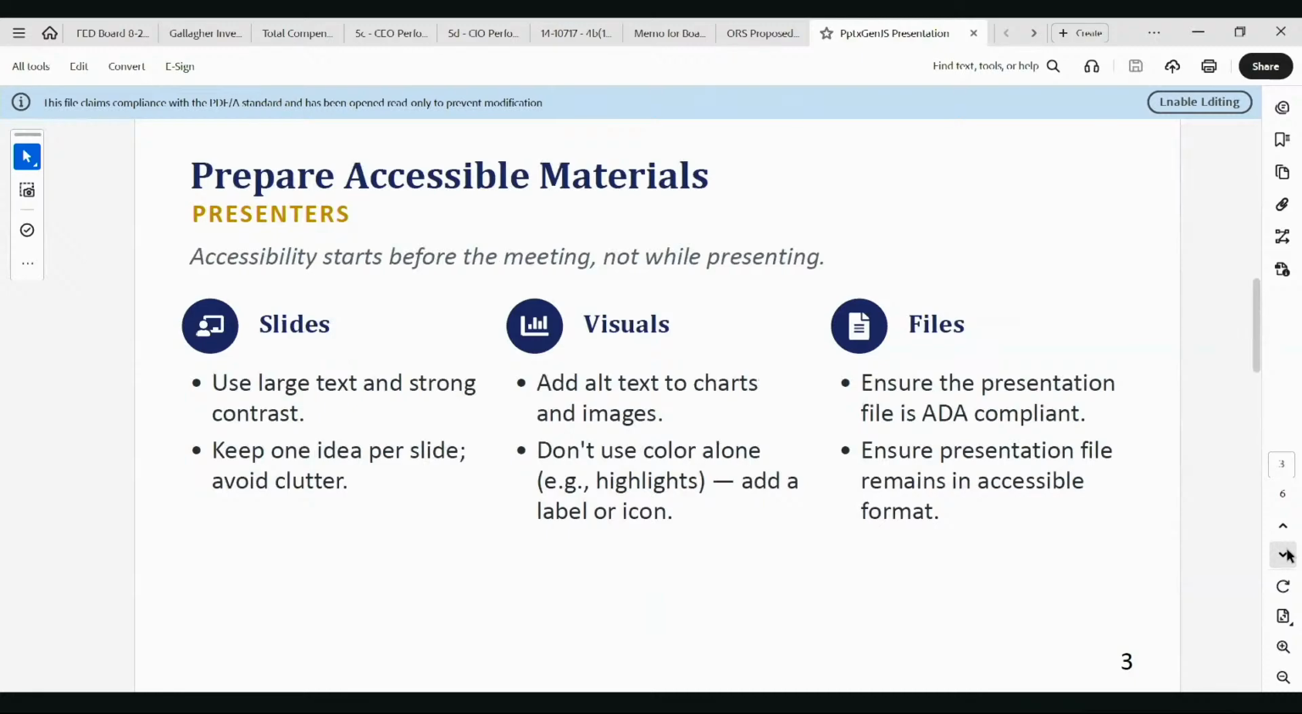So prepare accessible materials. This is the work that we do beforehand, getting ready to put together one of these meetings. For slides, it's important that we use large text with strong contrast. ADA requirements have very specific requirements based on the size of the text, as well as whether it's bolded or not. Keep one idea to one slide, just general good presentation recommendations regardless. We want to make sure that we're adding valuable alt text to all charts and images.